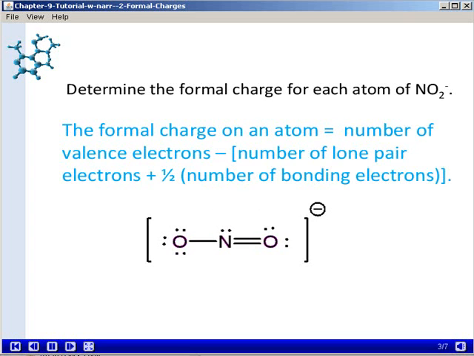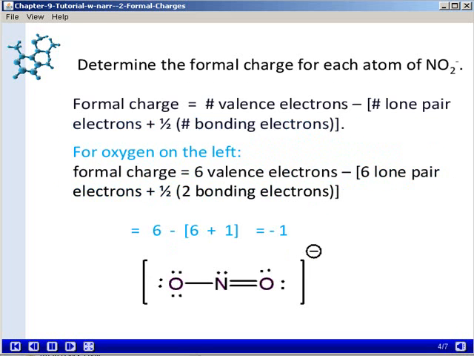The formal charge on an atom in this ion or any other molecular ion is determined by the number of valence electrons that that element has minus a sum that includes the number of lone pair electrons and half of the bonding electrons. So we're going to take the number of valence electrons and subtract the lone pair electrons, and we're also subtracting half of the bonding electrons from that number of valence electrons.